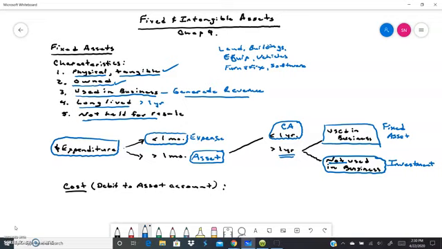All right, so now we know what a fixed asset is. We know how to classify it. We know the characteristics of it. So now comes time to determine how we're going to record the asset. So if we look at just a T account, and here we have some kind of asset. So let's say we have equipment.